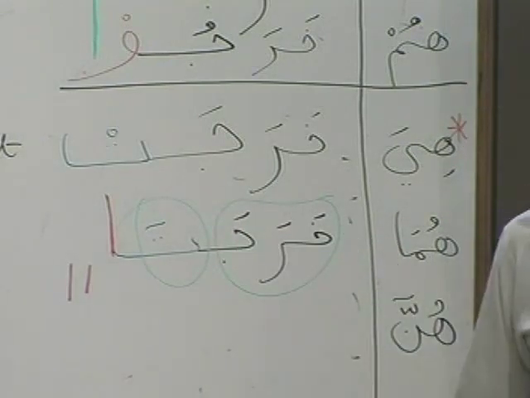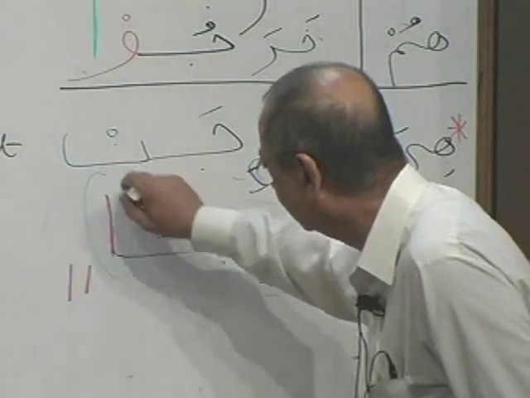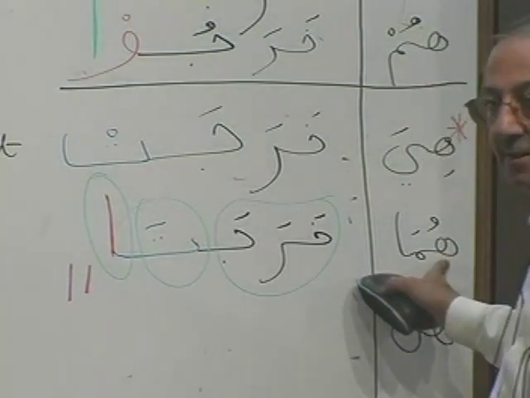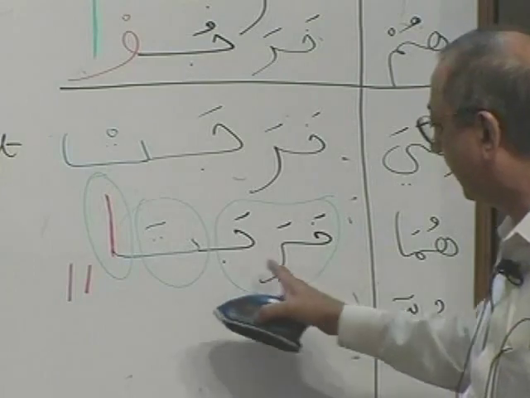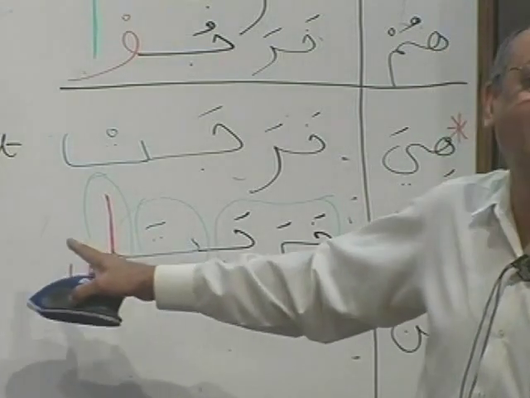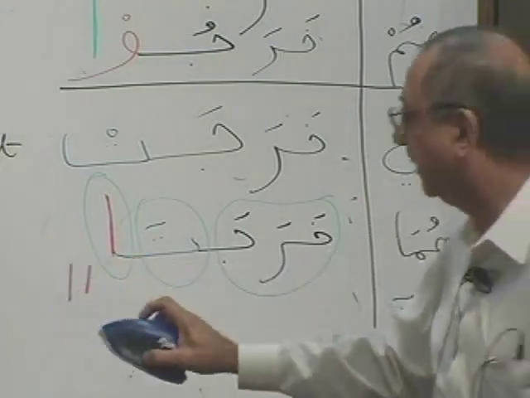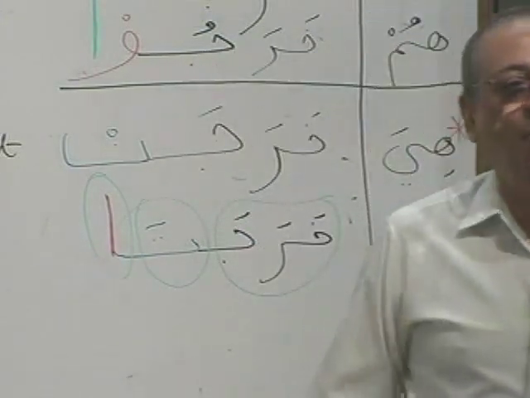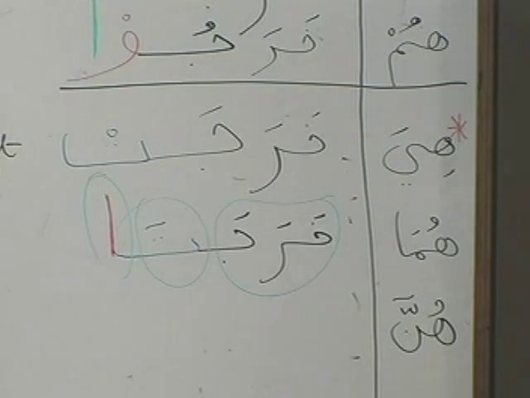Where is the fa'il? Then the fa'il is the alif. Are you with me? Is it clear? So any time you have huma, it will be fi'l, ta tanisi, and fa'il. Inshallah, you will remember it. The huma we don't use very often. But it is there in the Quran.